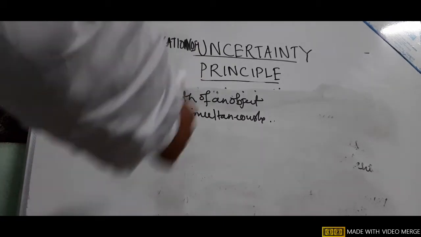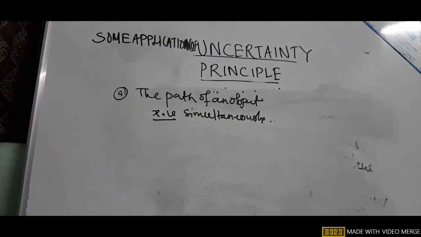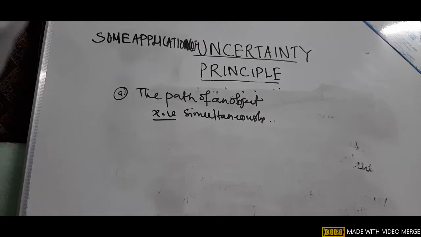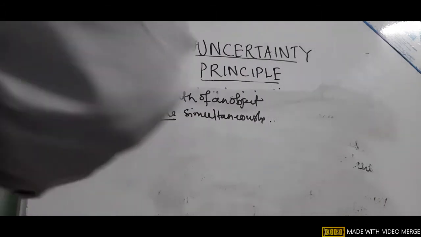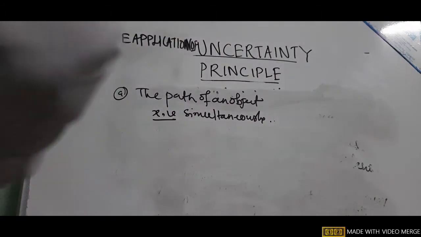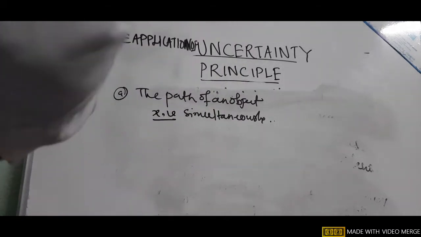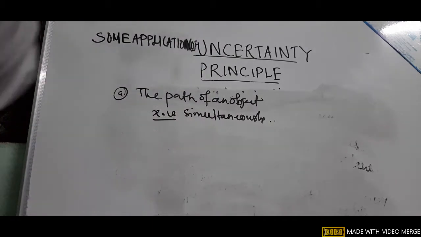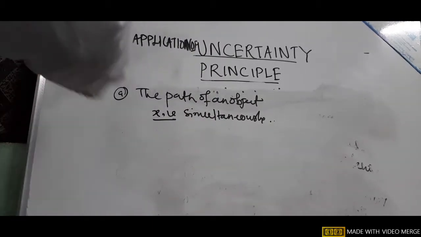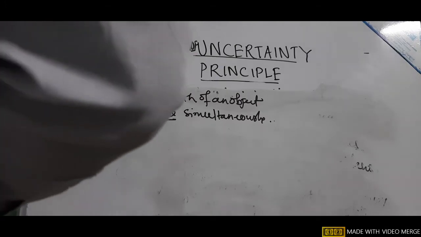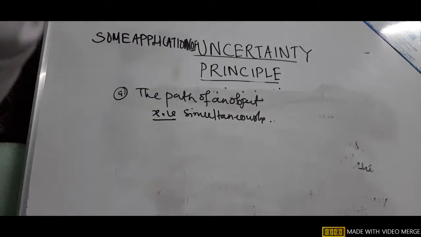So the path of an object in quantum mechanics is not defined, which invalidates the Bohr theory. In the Bohr theory we say that electrons revolve around a fixed orbit with some velocity and some position. But in quantum mechanics, the path is not defined as per the Heisenberg uncertainty principle, so that invalidates the Bohr theory.